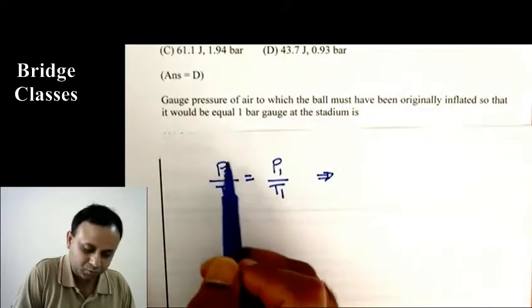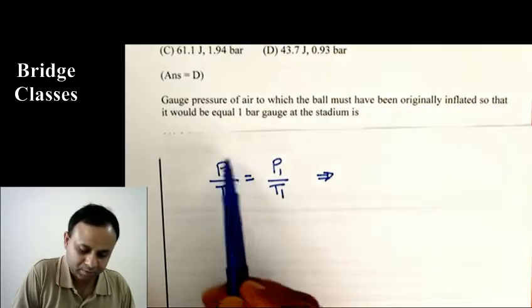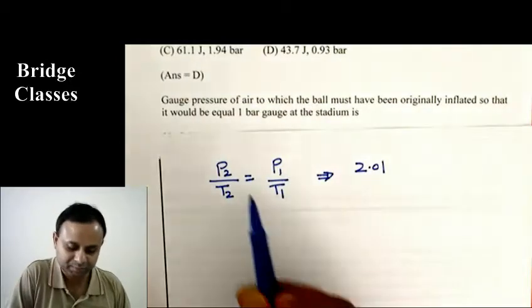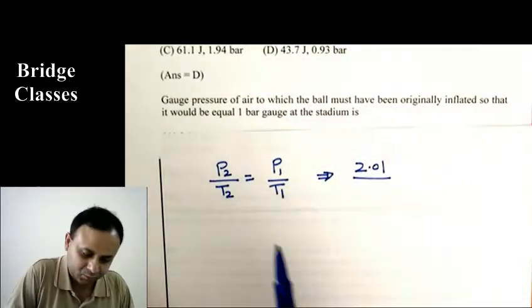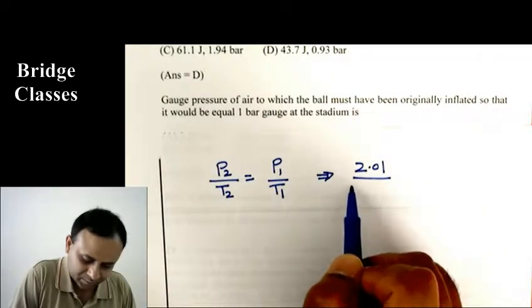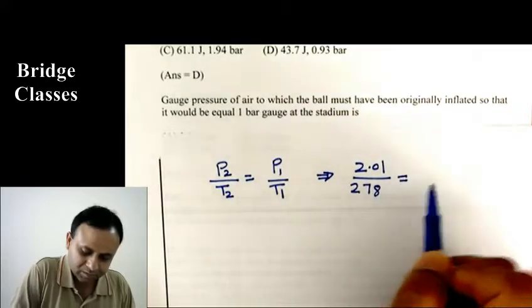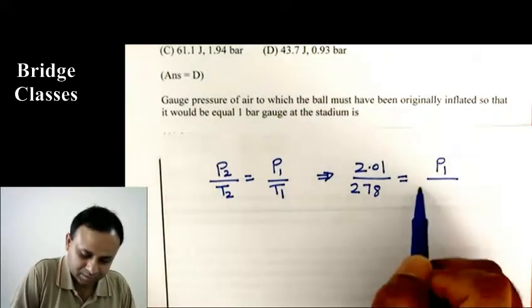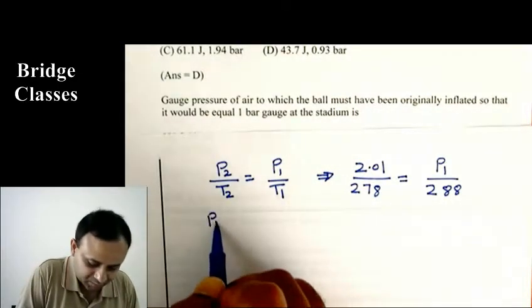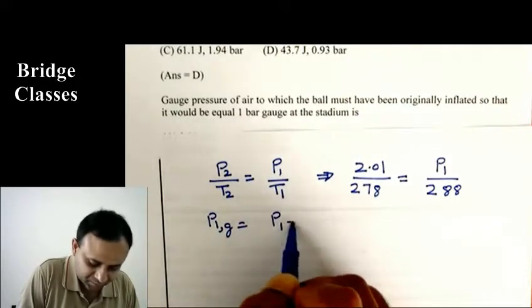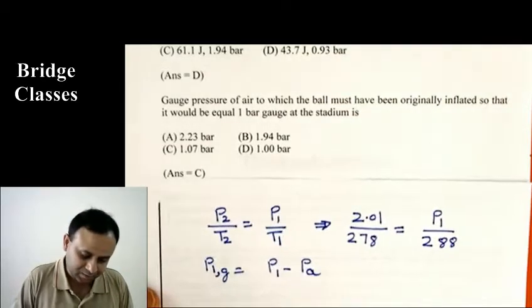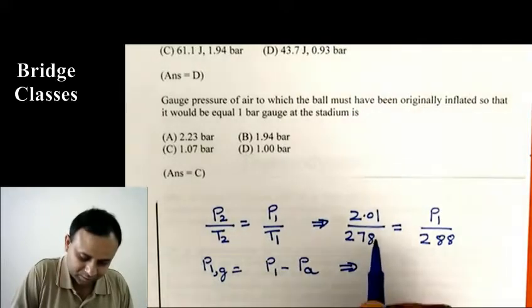We want P2 to be 1 bar gauge, so the absolute value of P2 will be 1 plus 1.01, which is 2.01. P2 we want is 2.01, and T2 is 5 degrees C, that will be 278 Kelvin, equals P1 over, this is 15 degrees C, that is 288. So that gives us P1, and if we want P1 gauge, that will be P1 minus atmospheric pressure. You do that and the answer you get is 1.07 bar.